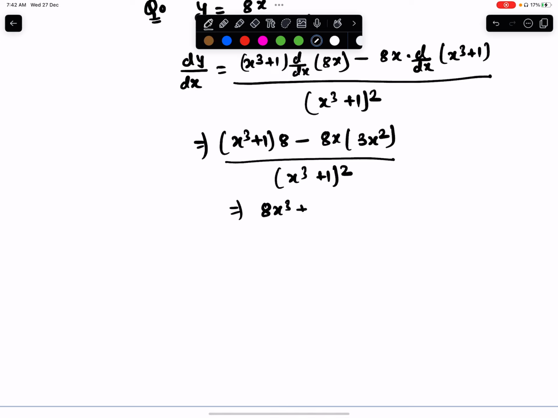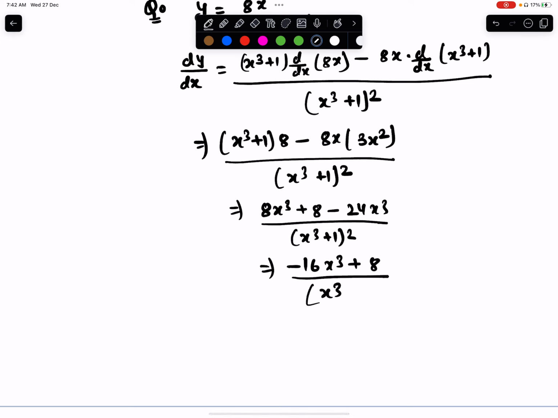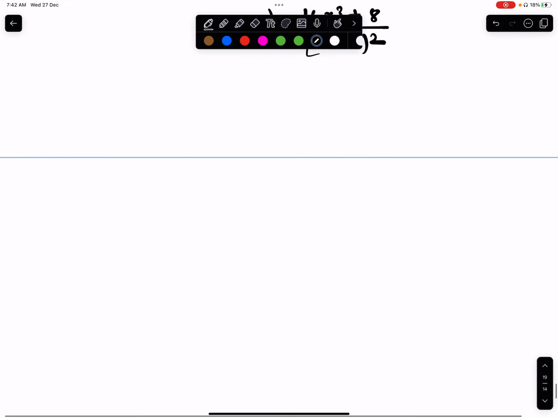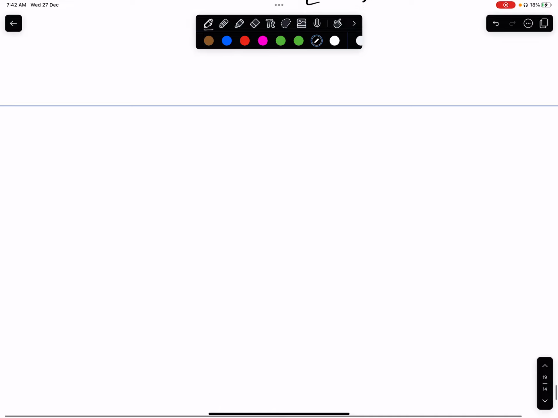over (x³ + 1) whole squared, that is (−16x³ + 8) by (x³ + 1) whole squared. So this will be our answer for that question. Now let's do another important question.